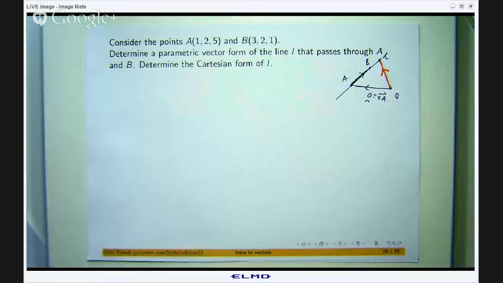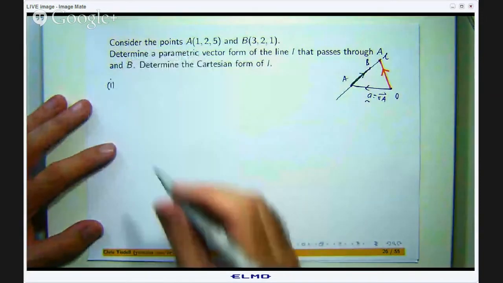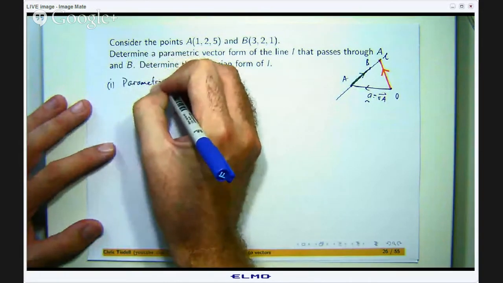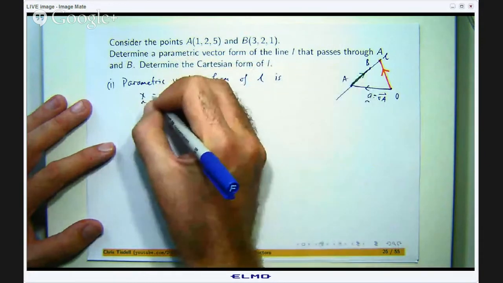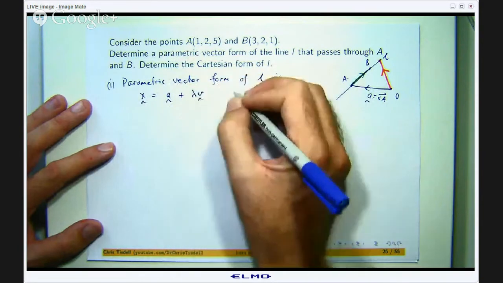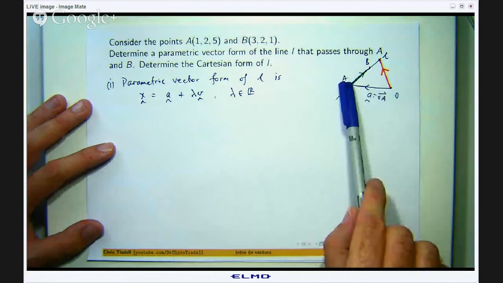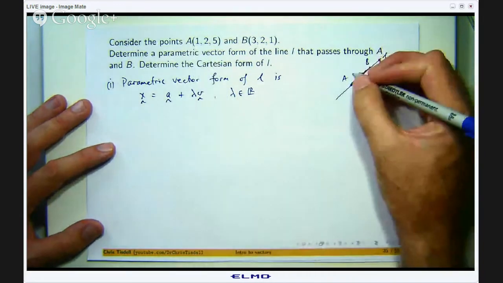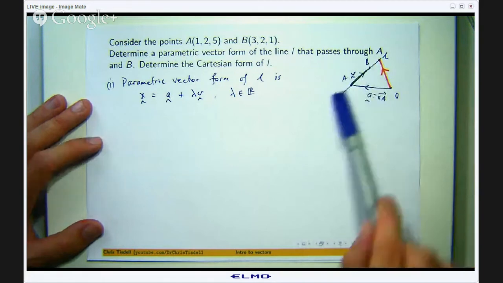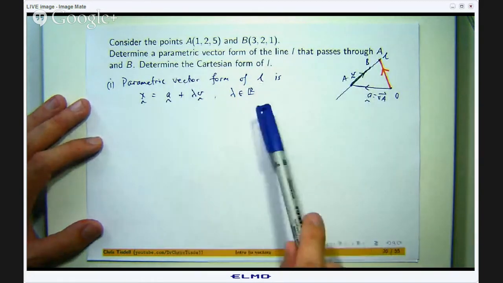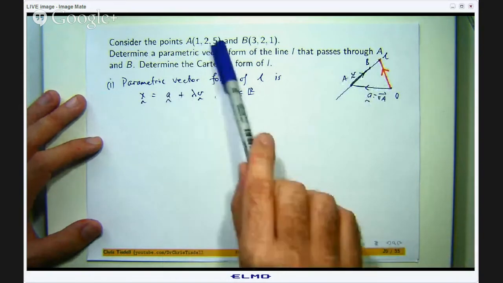Okay, so the parametric vector form of L is the following. Where A is just a position vector, or OA, of the point A. V is a vector that's parallel to L. In this case, V can be chosen to be the vector AB. So all I really need to do to get the parametric vector form is compute the vector from A to B, the vector AB, and write down the position vector of A.